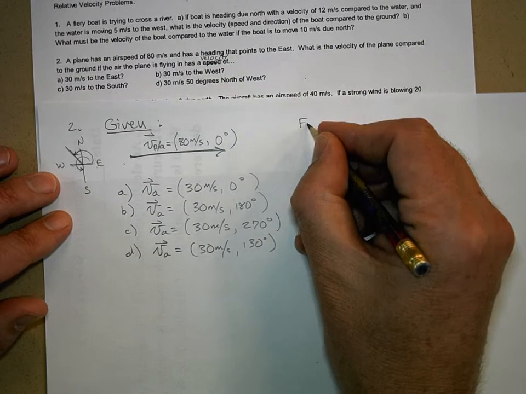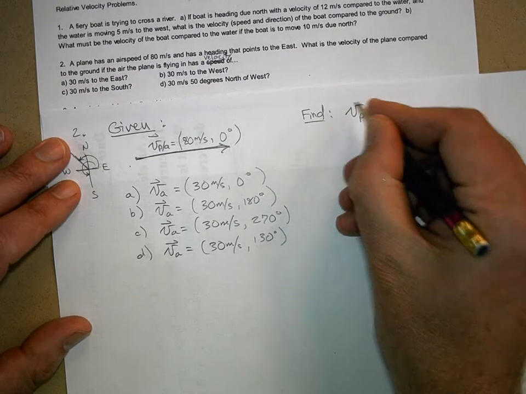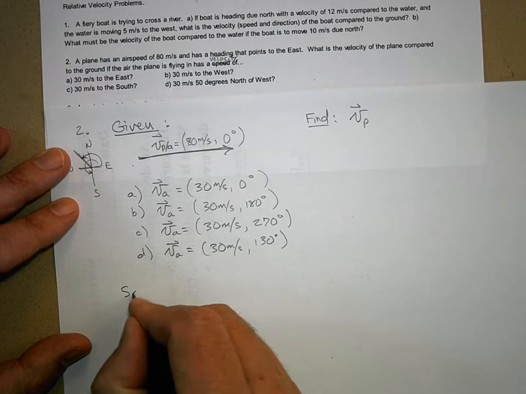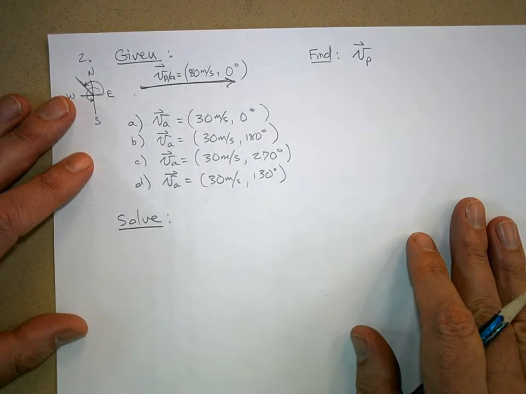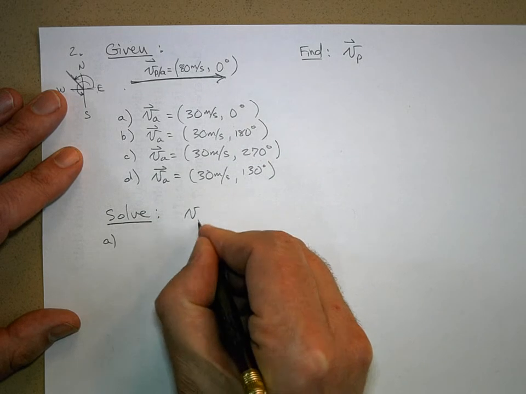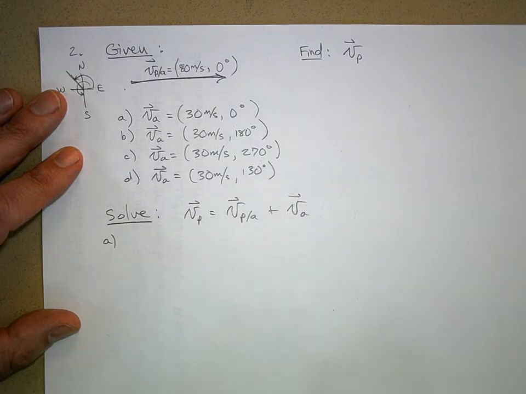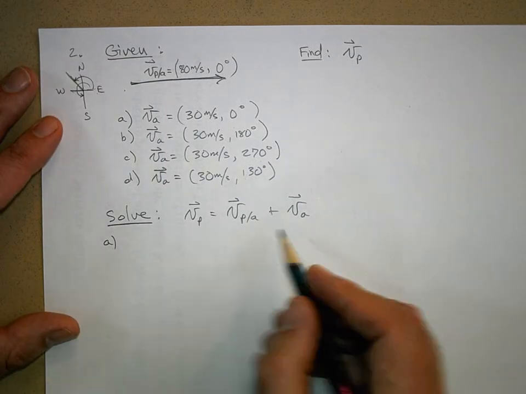Okay, so what are we trying to find in all of these cases? We want the velocity of the plane compared to the ground. So I'll just write that as the velocity of the plane. Okay, so now let's solve this problem. What do we know? For all of them, the velocity of the plane is equal to the velocity of the plane compared to the air plus the velocity of the air. Now that should make sense to you. The velocity of the airplane compared to the ground is equal to the velocity that the airplane is moving through the air plus how fast and what direction the air is moving. Okay? And so now let's do part A.